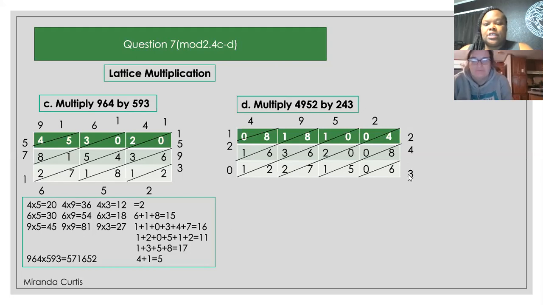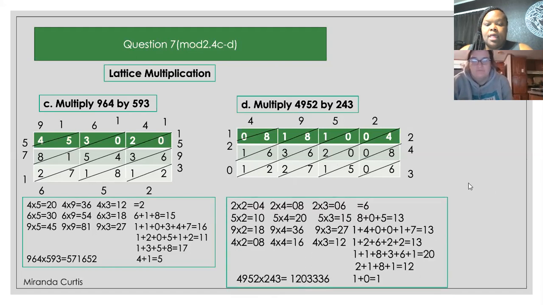Our last one is 3 times 2 gives us 6. 3 times 5 gives us 15. 3 times 9 gives us 27. And 3 times 4 gives us 12. So we did all of that.